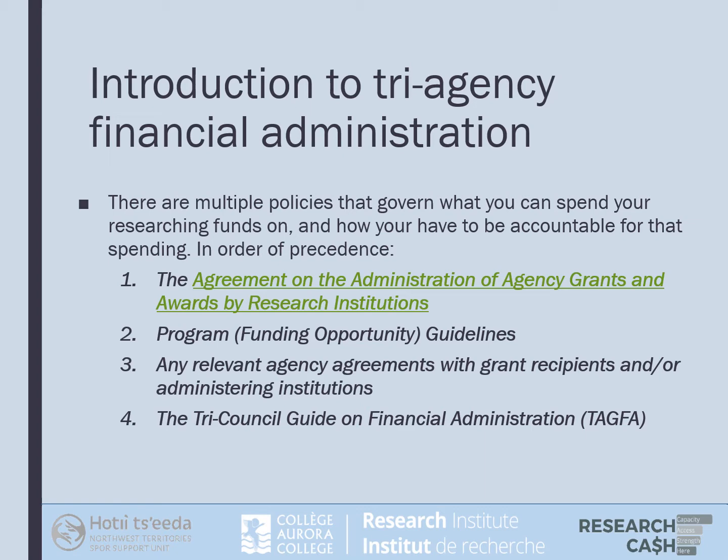The third on this list is any relevant agency agreements with grant recipients and/or administering institutions. And this is a handy catch-all for any institution or agency-specific agreements in place. There may not be any relevant agreements with your institution. It's a good practice to check with your institution's finance office just to be sure.